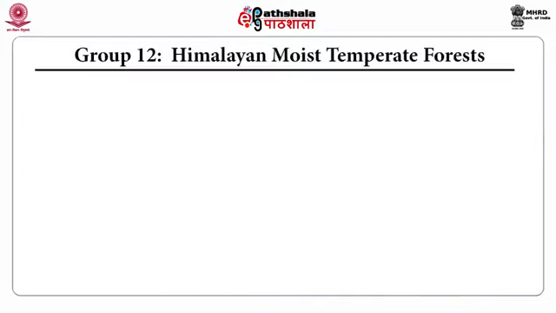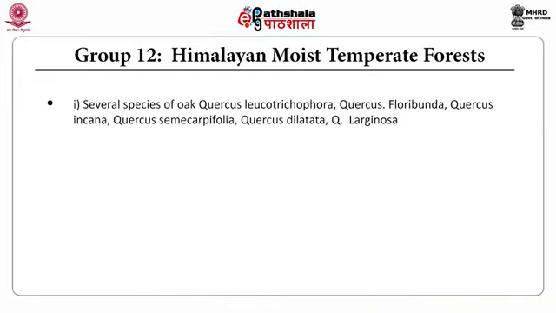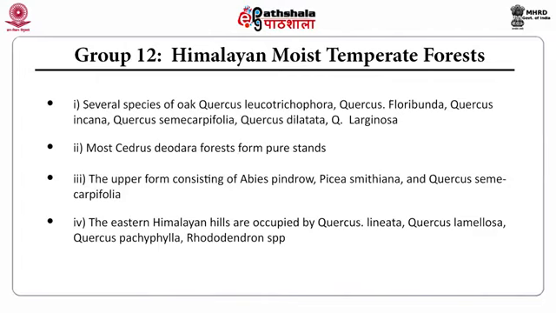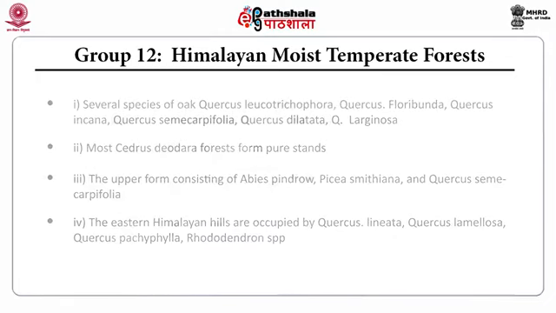So, we are continuing with the group 12. It is Himalayan moist temperate forest. There are several species of the oaks that are present in this forest. Most Cedrus deodara forests form pure stands. The upper forest consists of Abies spindros, Picea smithiana and Quercus semicarpifolia. The eastern Himalayan hills are occupied by several species of the Quercus and rhododendron species.